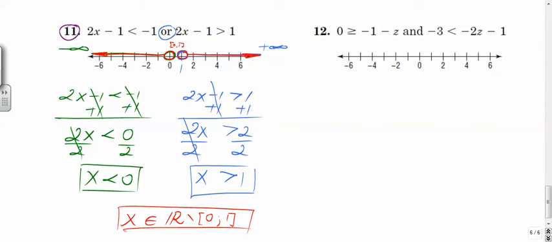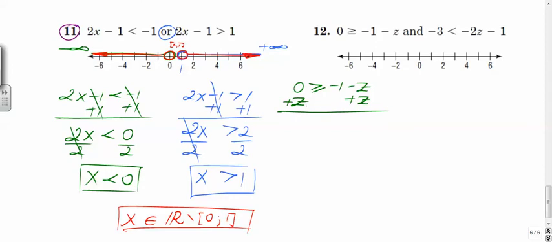One more, and this is it for today. Problem number 12. 0 greater than or equal to negative 1 minus z, and negative 3 less than negative 2z minus 1. We're going to start with the first one, 0 greater than or equal to negative 1 minus z. How should we solve this one? Well, I'm going to add z to both sides. That's probably the best way to go.